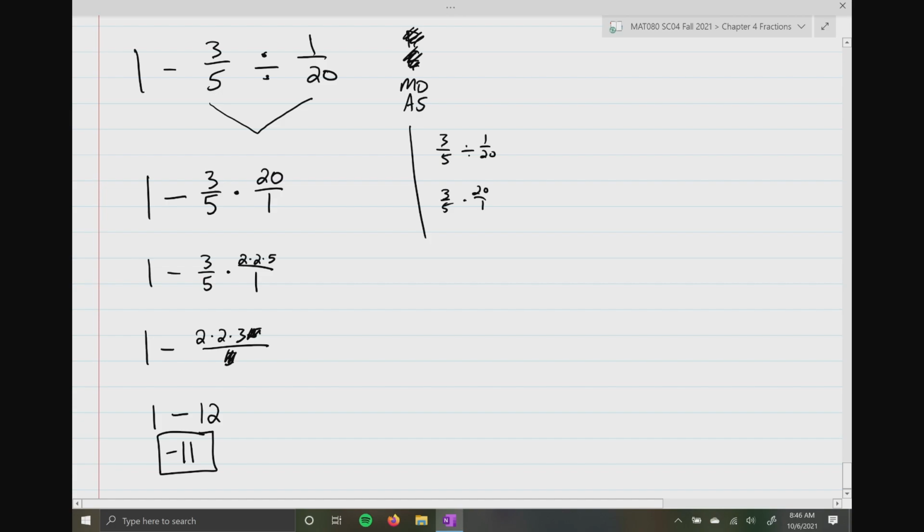On a test, the directions will clearly state simplify by using order of operations. So I'm going to tell you, use your order of operations here. Okay? Are there any other questions?